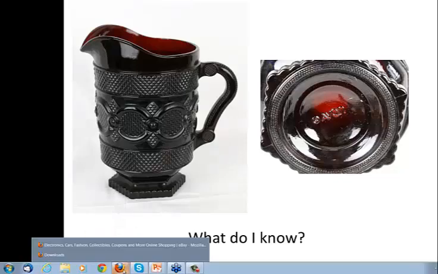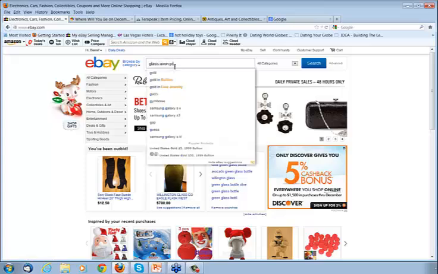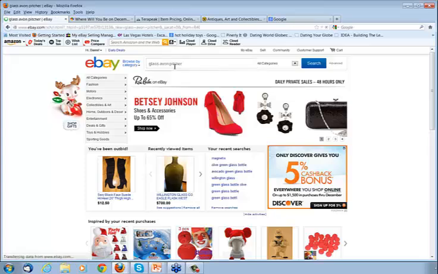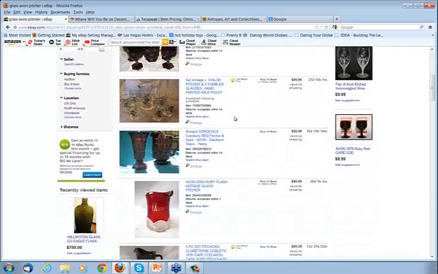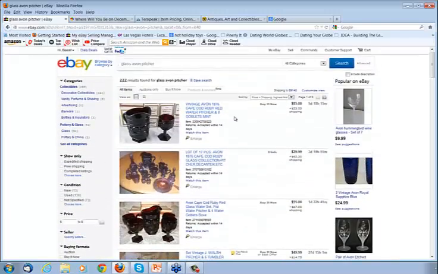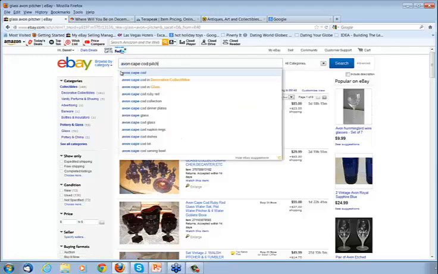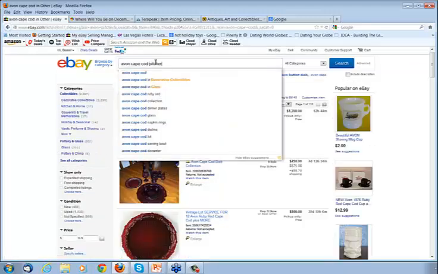Go on over here to eBay. So I know I have a glass Avon pitcher. Aha! Right away, I can see that this is a Cape Cod pattern. Now I am going to take that information and I'm going to put in Avon Cape Cod pitcher. Whoops, I didn't save my last word there. There we go.